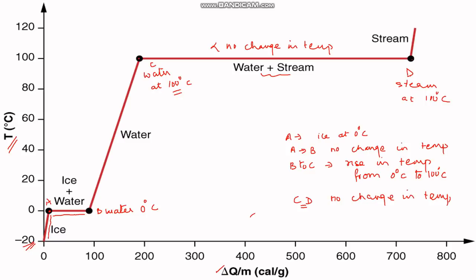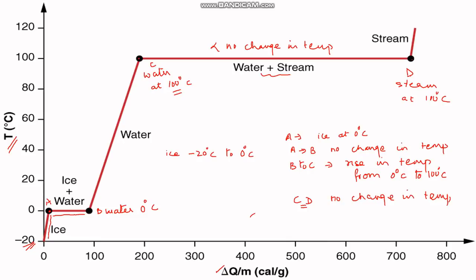So let's review this whole thing once again. What we basically have is that when we heat ice, which is at a temperature lower than its melting point, it can be any temperature. We have taken minus 20 degrees Celsius, but when ice at minus 20 is heated, first of all, what happens? The temperature of ice rises from minus 20 degrees Celsius to 0 degrees Celsius.